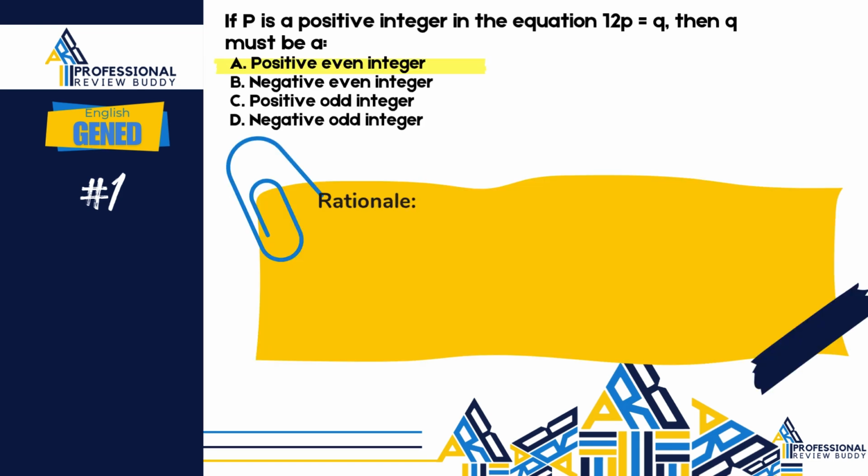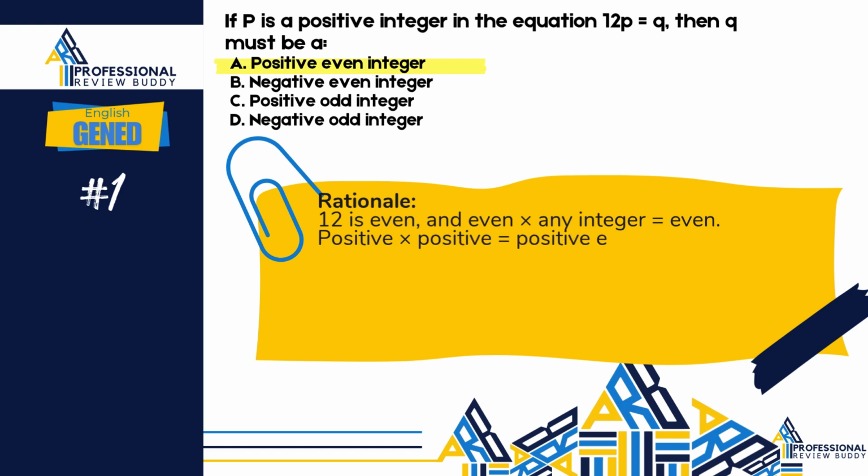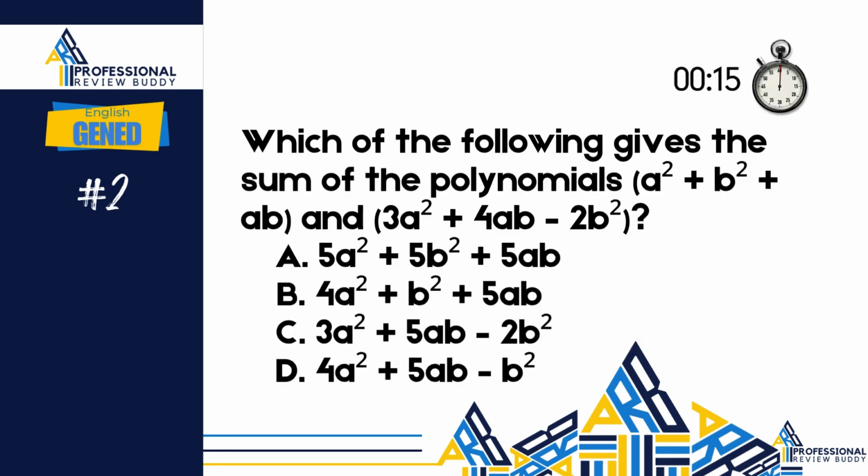If p is a positive integer in the equation 12p = q, then q must be a... 12 is even, and even times any integer equals even. Positive times positive equals positive even.